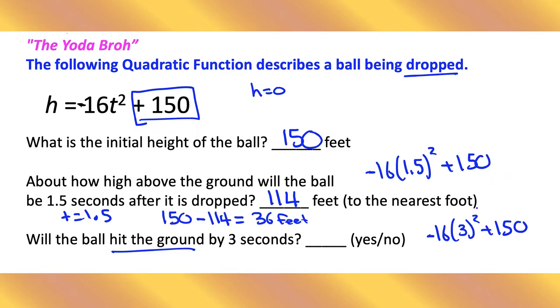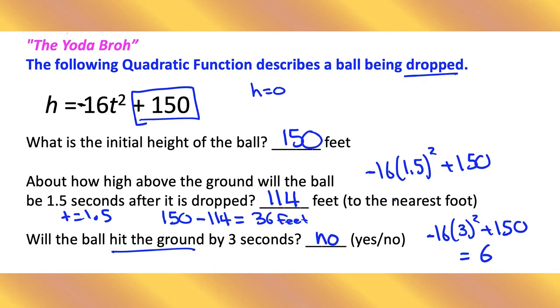It looks like, oh, it's close. Positive 6. So has it hit the ground? No. You still have 6 more feet to fall. So it's close. It's going to land maybe right after 3 seconds, 3.1, 3.2 for sure. It's going to hit the ground a little after 3 seconds. But exactly at 3 seconds, no.